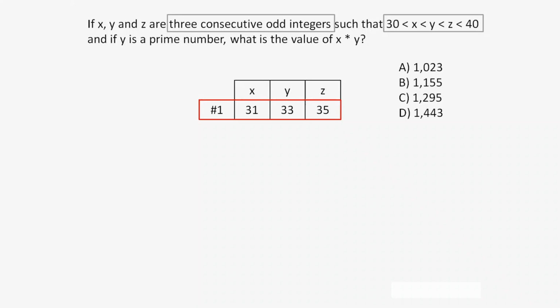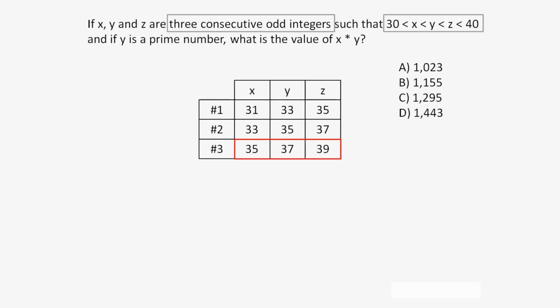There are others. For instance, what if x wasn't 31, but the next largest odd integer between 30 and 40, which would be 33? Since y and z are the next two odd integers following x, their values are 35 and 37, respectively. The third and last option is determined in the same manner, where x equals 35, y equals 37, and z equals 39. We can't create a fourth option because that would mean z would have to increase above 39, and that would violate the given constraint that z is an odd integer less than 40.